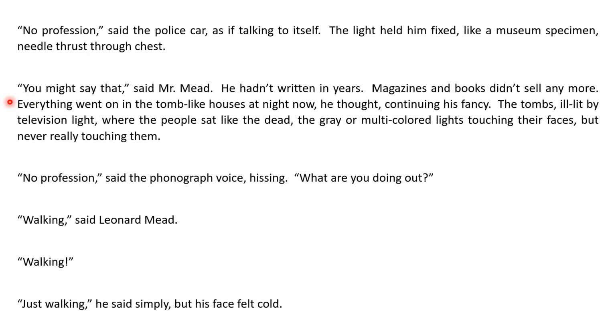Everything went on in the tomb-like houses at night now, he thought, continuing his fancy. The tombs, ill-lit by television light, where the people sat like the dead, the grey or multicoloured lights touching their faces, but never really touching them. No profession, said the phonograph voice, hissing. What are you doing out? Walking, said Leonard Mead. Walking? Just walking, he said simply, but his face felt cold.